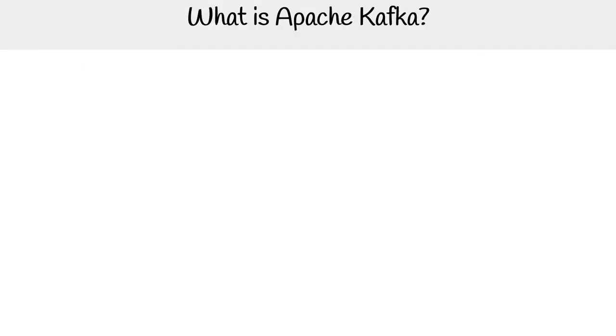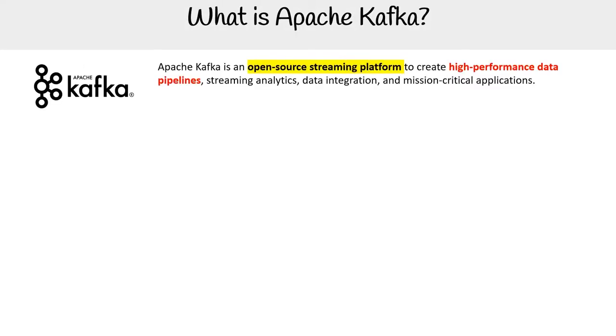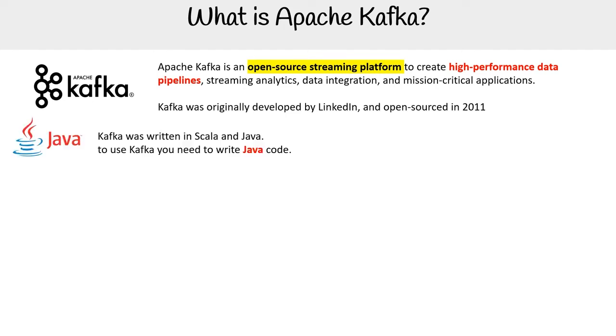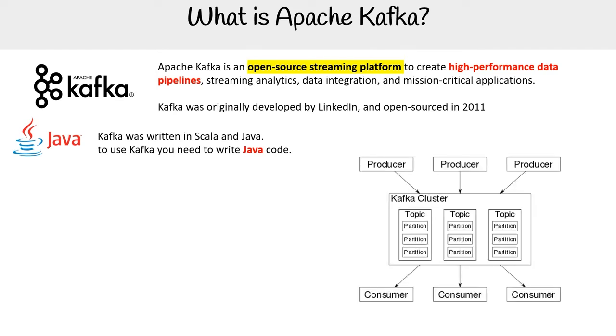We are taking a look at Apache Kafka. The reason we're talking about it is just because Event Hub has a compatibility mode for it. Apache Kafka is an open source streaming platform to create high performance data pipelines, streaming analytics, data integrations, and mission critical applications. Kafka was originally developed by LinkedIn and open sourced in 2011. Kafka was written in Scala and Java, so to use it, you'll need to know how to write Java. And the idea is quite simple.